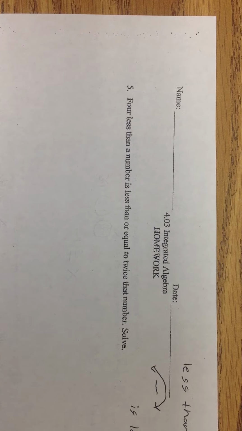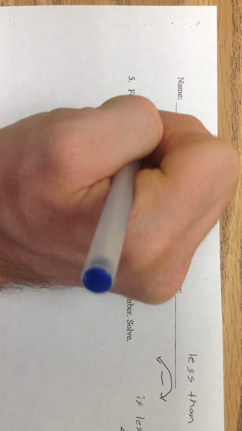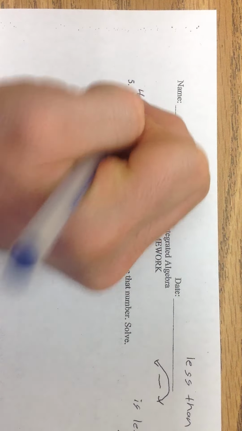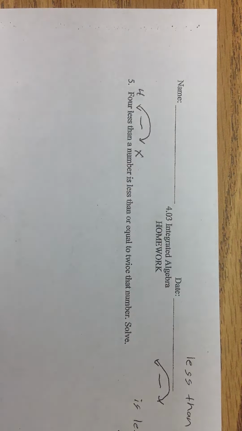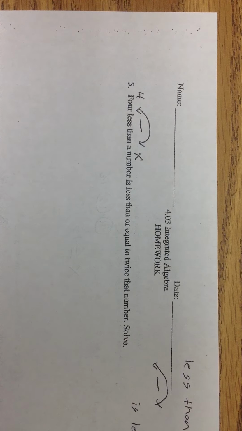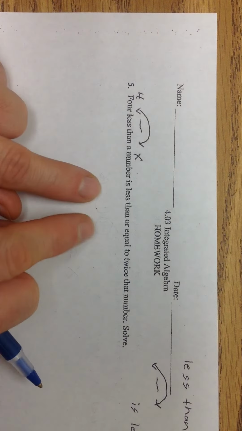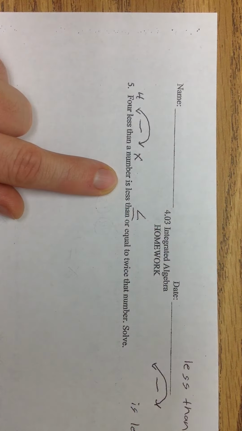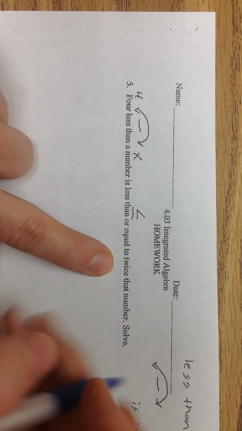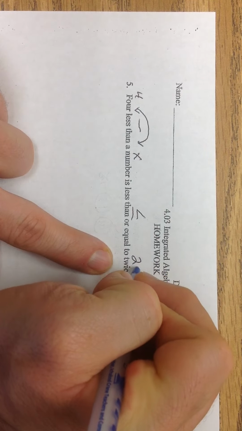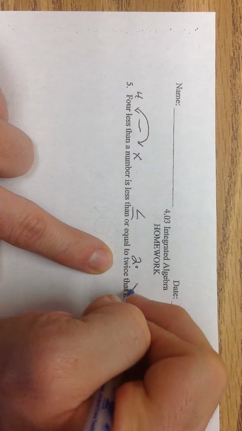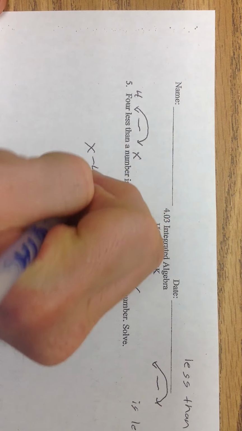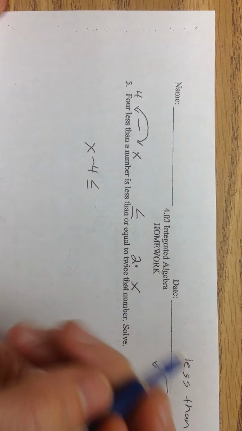For less than a number, there's no is there, so this is going to be our turnaround subtraction, where even though the 4 is here and the x is here, when we actually write out our problem, we're going to flip those around. Now here's the word is less than or equal to, so that's going to be our inequality. Twice that number, we said on the last one, twice is times 2, or 2 times, and then a number is just x. So we're left with x minus 4 is less than or equal to 2x.